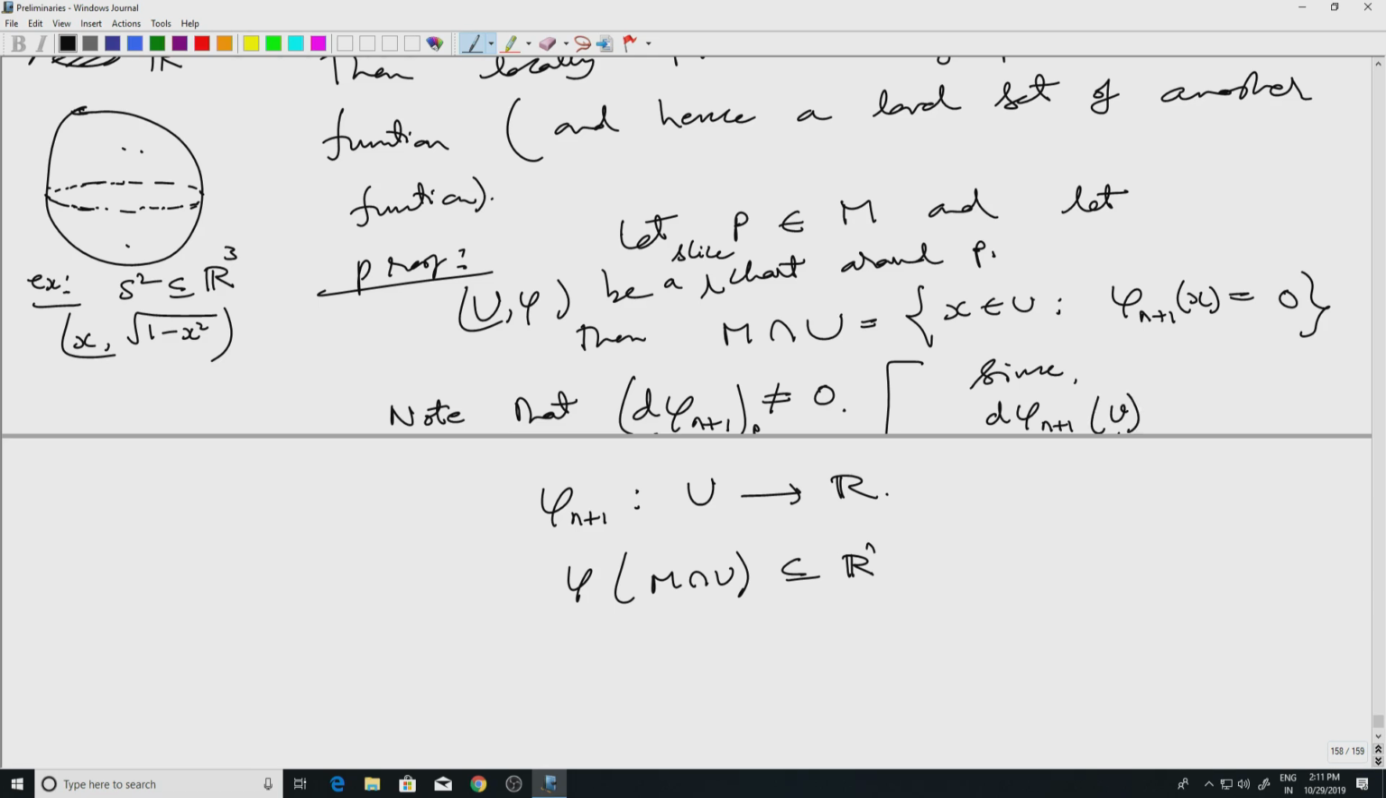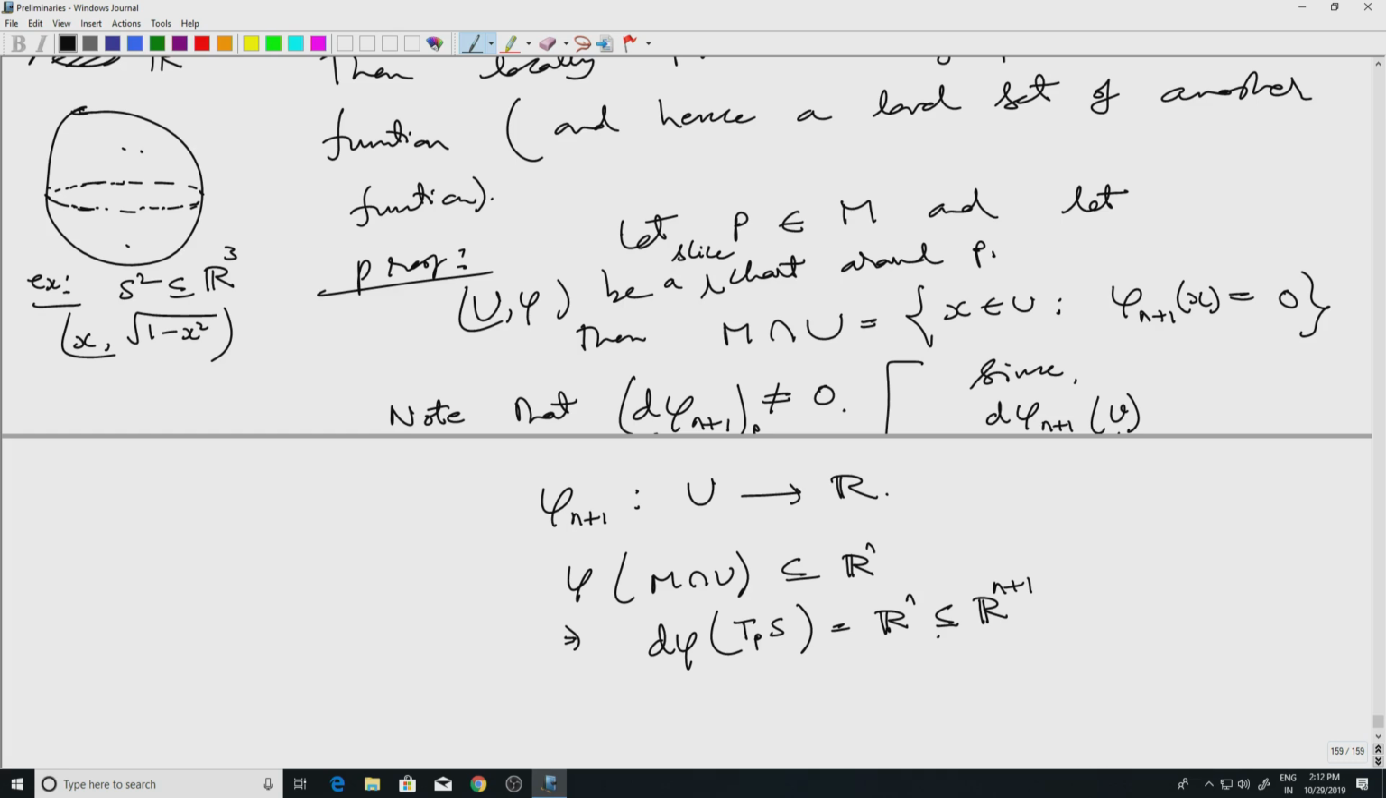if I take any vector V which is not in the tangent space to S, this will imply that d phi, the tangent space to S, is actually equal to Rn itself. Phi is a diffeomorphism, and this is contained in Rn plus 1. So the tangent space to S is taken to this special subspace Rn under phi.